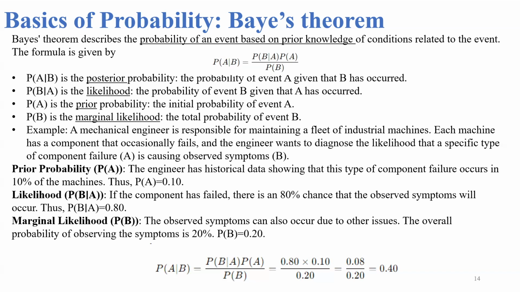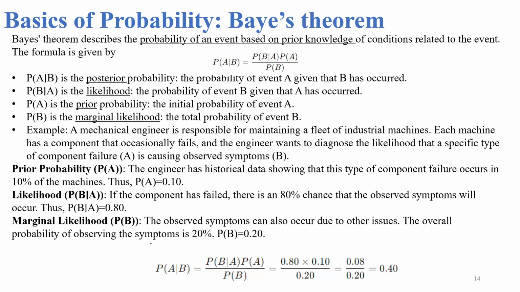For example, a mechanical engineer is responsible for maintaining a fleet of industrial machineries. Each machine has a component that occasionally fails, and the engineer wants to diagnose the likelihood that a specific type of component failure, let's call it A, is caused by an observed symptom, let's call it B. Now, prior probability is P of A, which is the component failure. The engineer has historical data showing that this type of component failure occurs in 10% of machines.